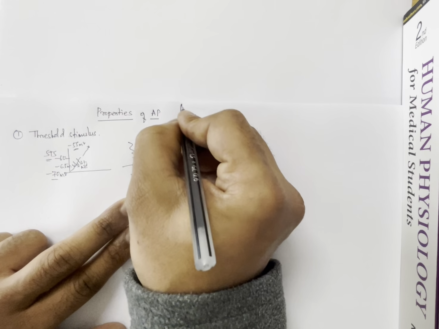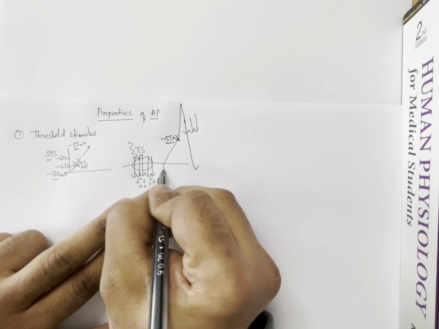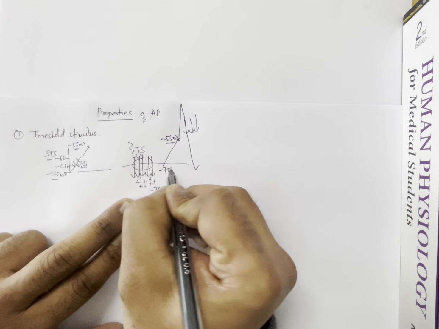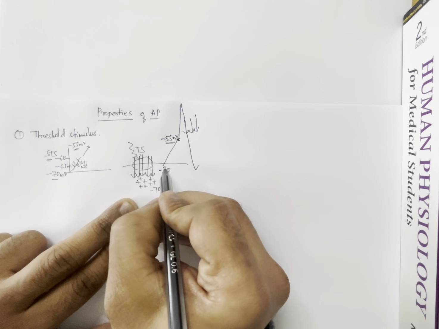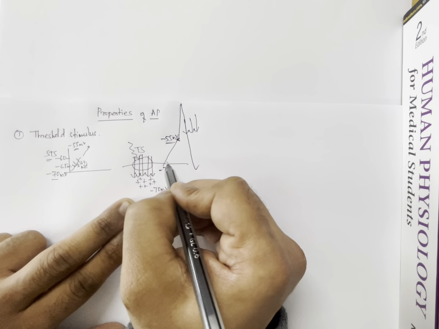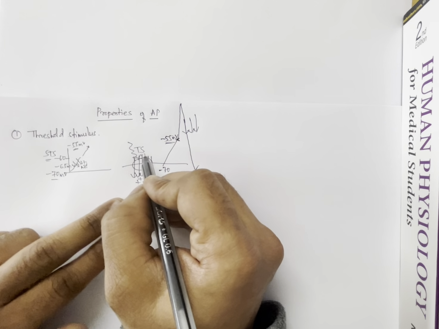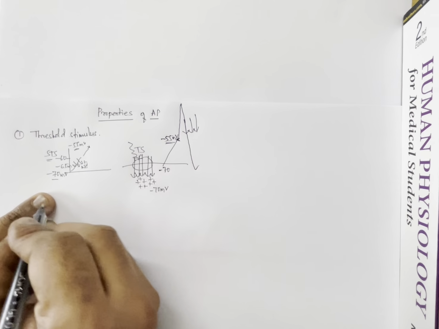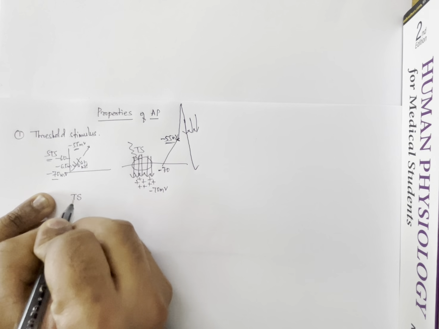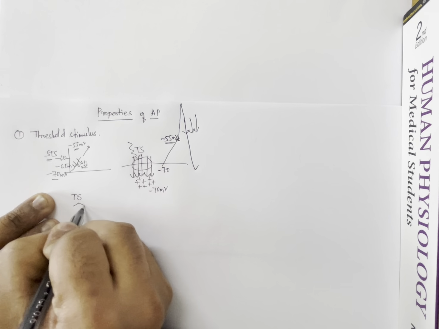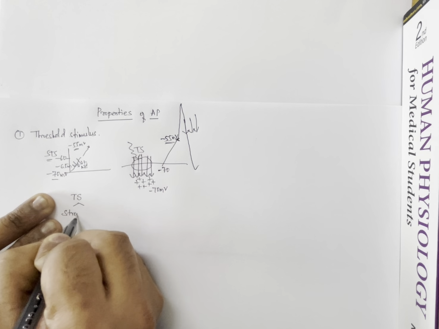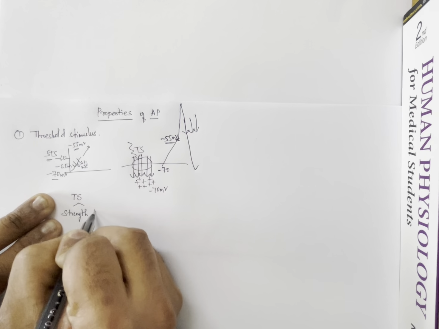So this action potential is generated only when the membrane potential is taken from resting level to the firing level. From the resting level to the firing level, the membrane potential change can happen only when threshold stimulus is applied. So now we can see what is the property of a threshold stimulus. The threshold stimulus has two components. One is the strength of the stimulus, and the other one is the duration of the stimulus.